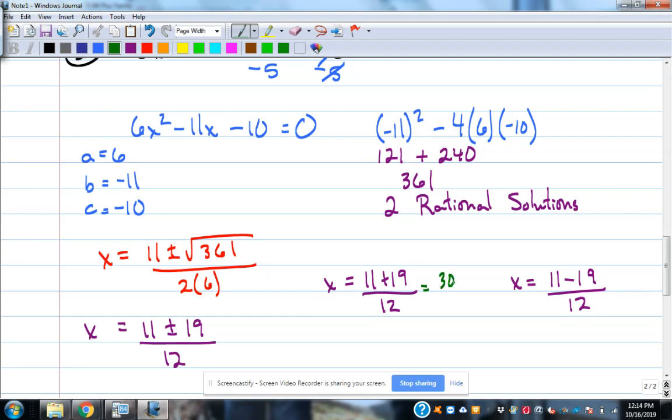It's going to be 30 over 12, which ends up being 5 over 2. And this is negative 8 over 12, which ends up being negative 2 over 3. Good job.